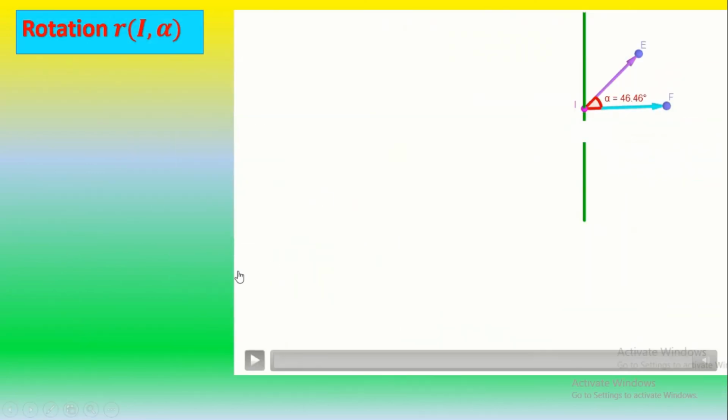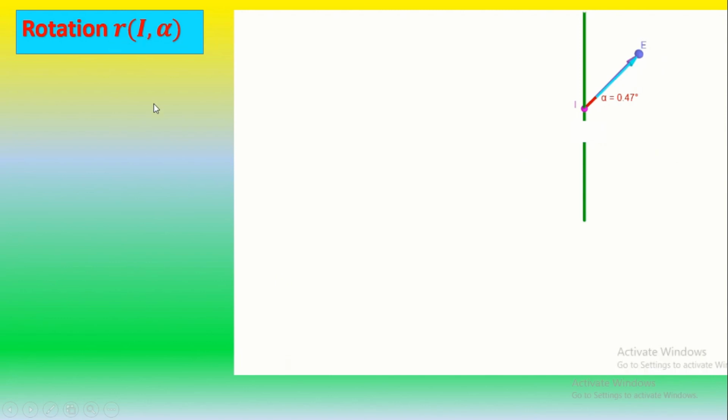Now let's learn about another mapping, which is the rotation. As you see here, we have the point I, the vector IE and the vector IF. If we rotate one of these vectors by an angle alpha, as you see here, we are rotating the vector IF by an angle alpha. This is said to be the rotation around the center I by an angle alpha. So we call it R_I alpha.